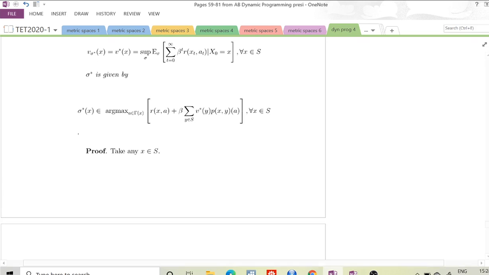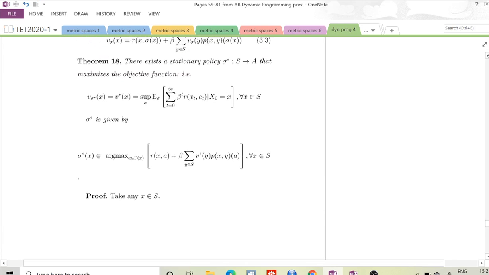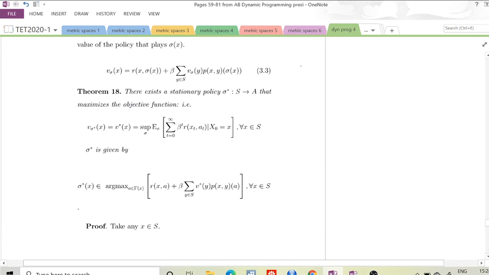And so here is the theorem. It's theorem 18. It says, there exists a stationary policy sigma star going from states to actions that maximizes the objective function, right? So V sigma star of X for every X is indeed equal to V star of X, which is the sup across all sigma of V sigma of X.